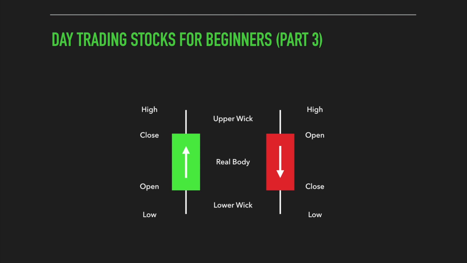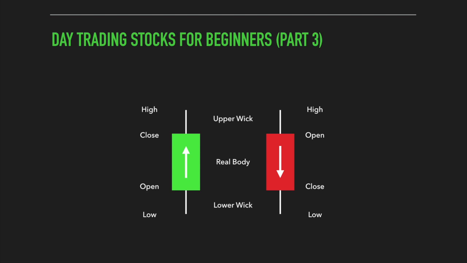The one that sticks out from the top is known as the upper wick, and this is going to show us how high the price went within that period of time. And down there on the bottom, you can see that there is the lower wick, and that's going to show us the lowest point that the stock went within the period of time before that candle closed.